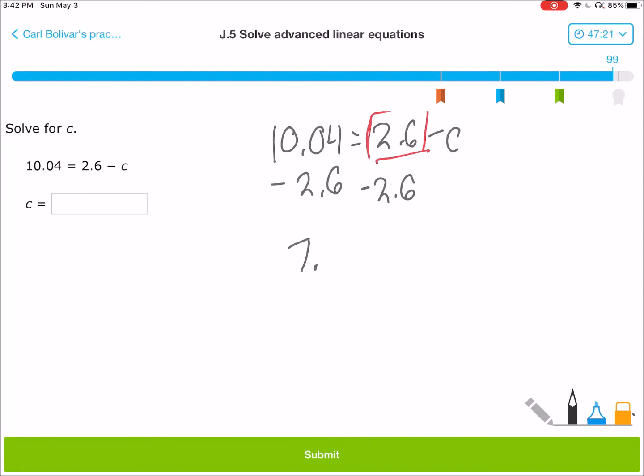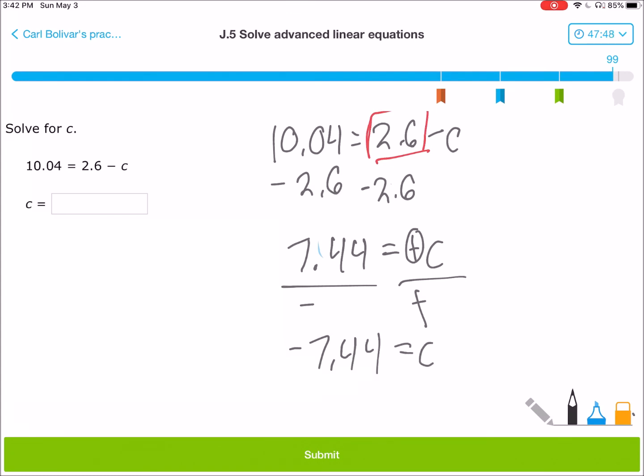Wow, okay. You would get 7.44 is equal to negative c. Now divide each side by a negative, so that you take out this negative. Divide by negative, you get negative 7.44 is equal to c. That's our answer, negative 7.44.